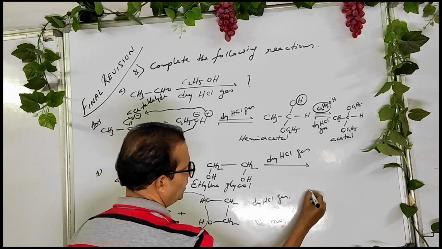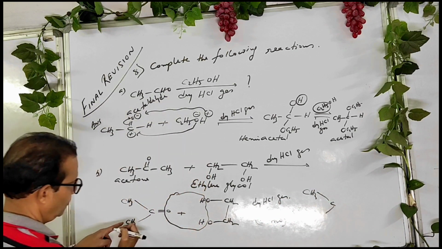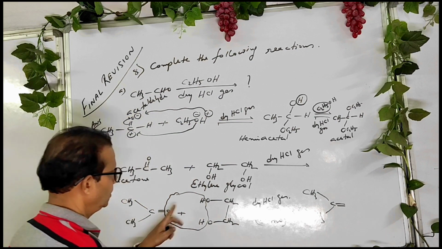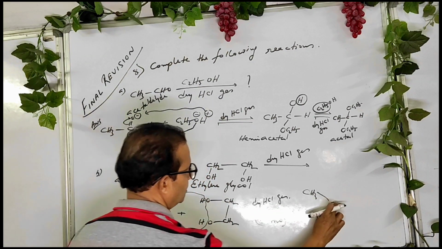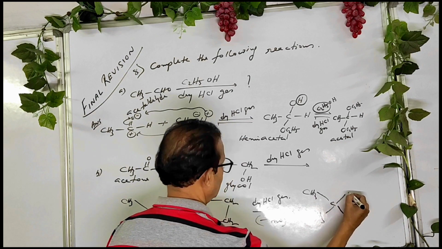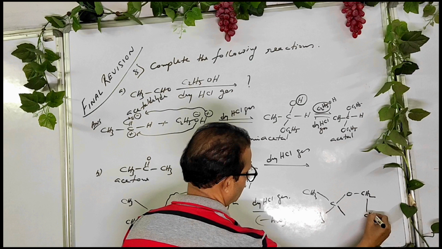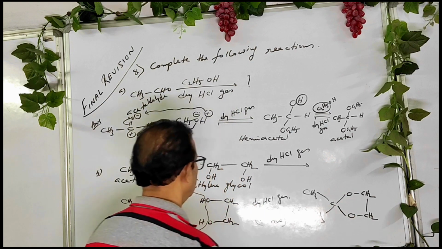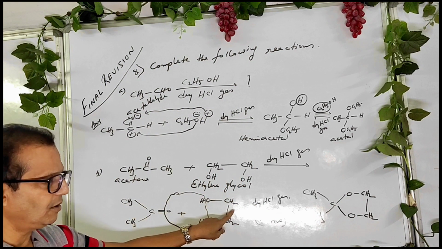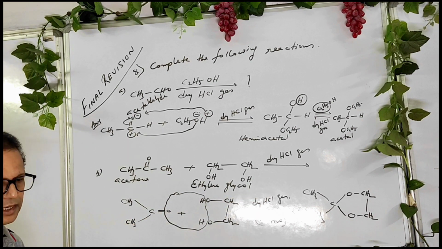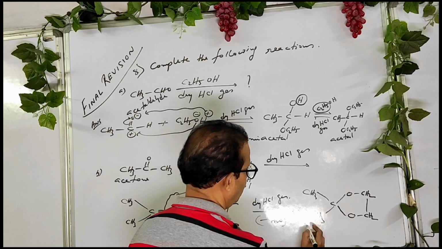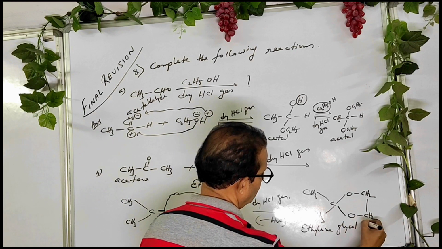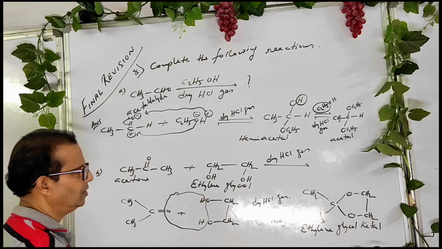So what you see, write as it is: CH3, double bond, O CH2 CH2O. So this is the product. When acetone reacts with ethylene glycol, you get ethylene glycol ketals. These are cyclic ketals, okay. Ethylene glycol ketal, KETAL. Actually these are cyclic ketals.